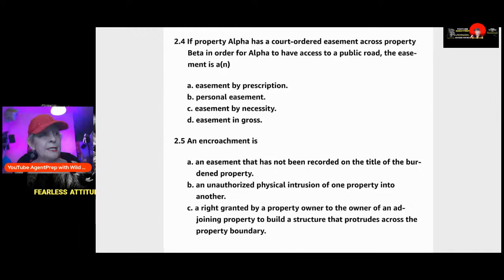Yes, the answer is C. It is an easement by necessity. So it becomes an easement appurtenant. It's attached to the property and it goes with the property. And this was ordered by the court. I'm sorry, property alpha has a court-ordered easement across beta. So alpha is the dominant party and beta is the servient party. So alpha needs access through beta's property to get to the public road.